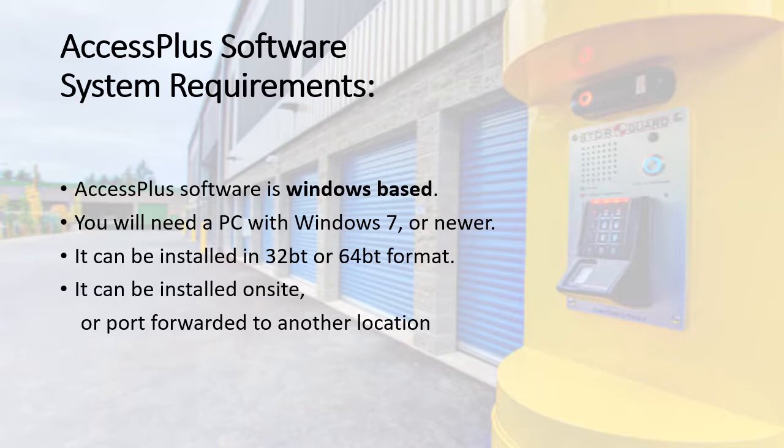First off, system requirements. This is not a very cumbersome system. AccessPlus software is Windows-based. You will need a PC with Windows 7 or newer. It can be installed in 32-bit or 64-bit, and it can be installed either on-site or with port forwarding using an internet connection.